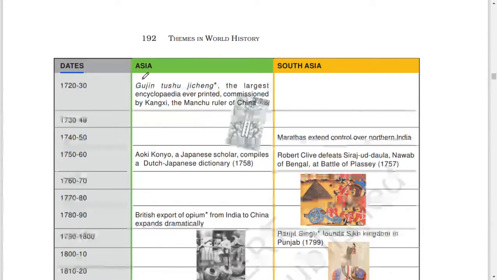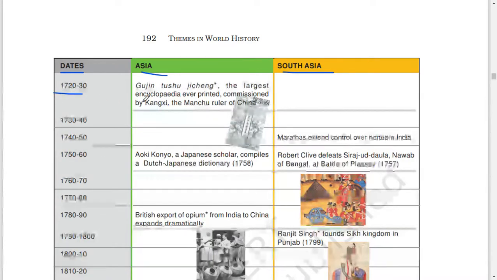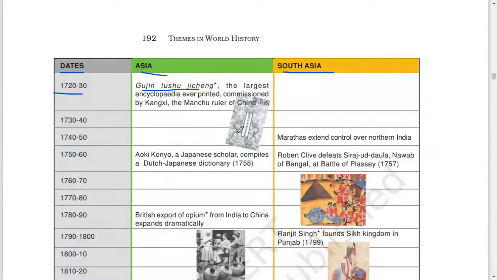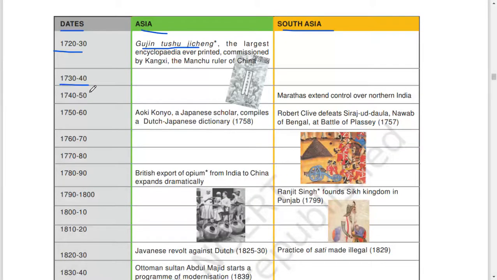Dates: Asia, South Asia. 1720 to 30, Gujin Tushu Jicheng, the largest encyclopedia ever printed, commissioned by Kangxi, the Manchu ruler of China. 1730 to 40. 1740 to 50, Marathas extend control over northern India. 1750 to 60, Aoki Konyo, Japanese scholar, compiles a Dutch-Japanese dictionary. 1757, Robert Clive defeats Sirajuddaulah, Nawab of Bengal, at the Battle of Plassey.